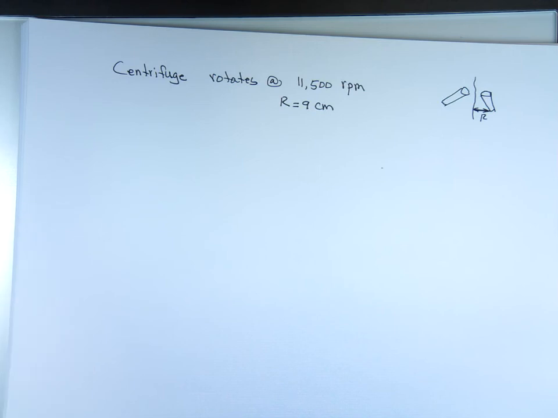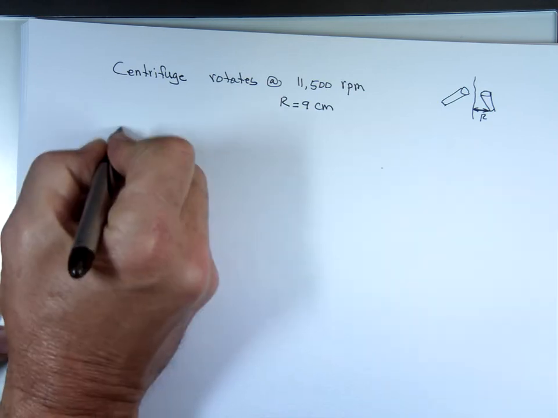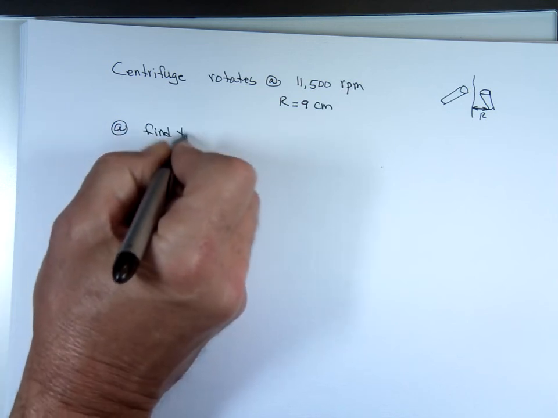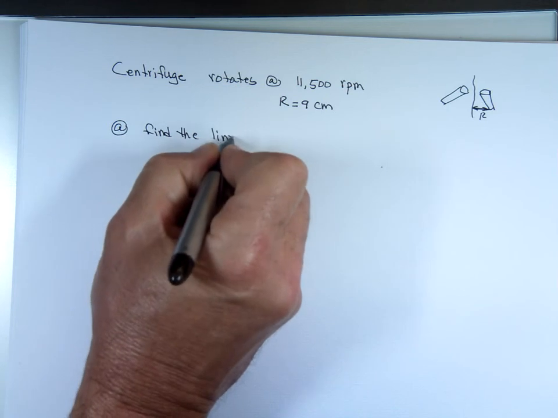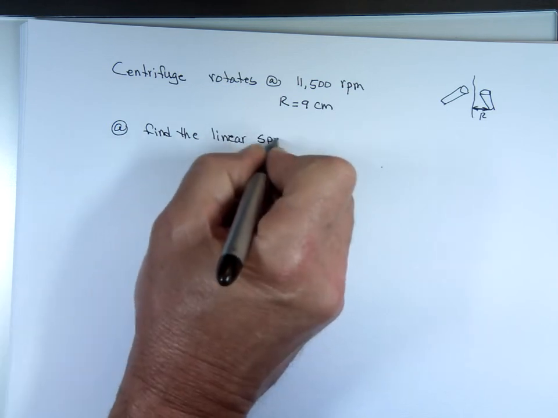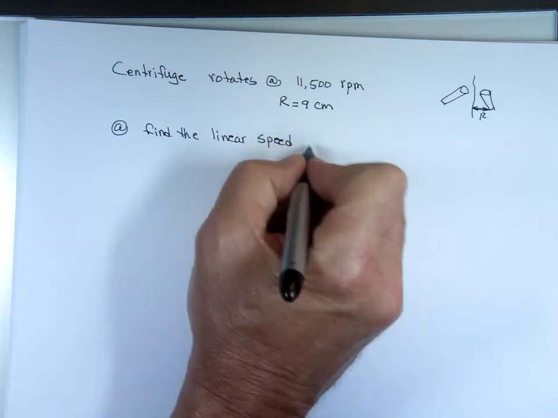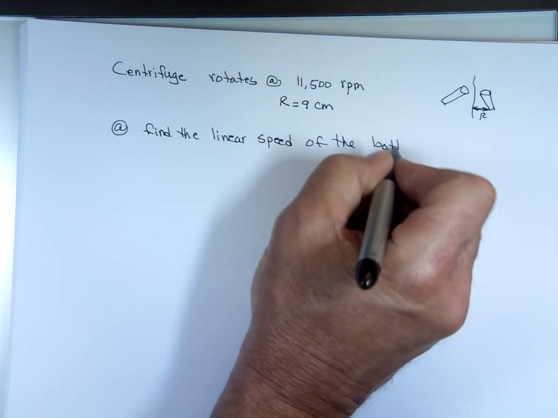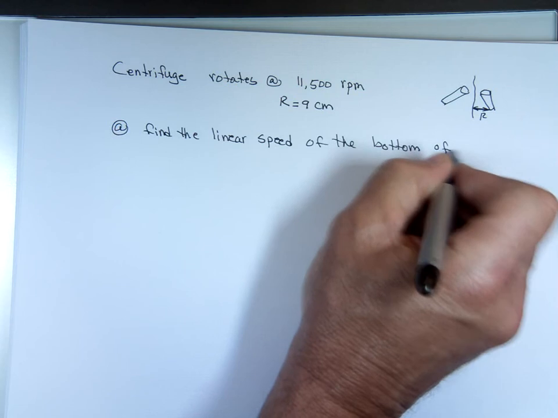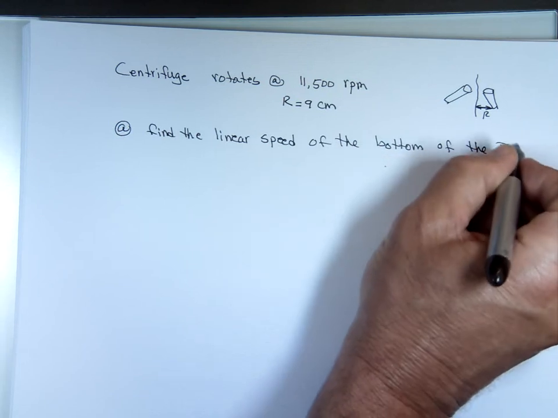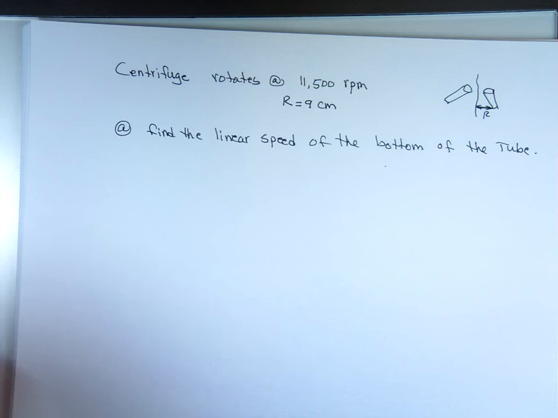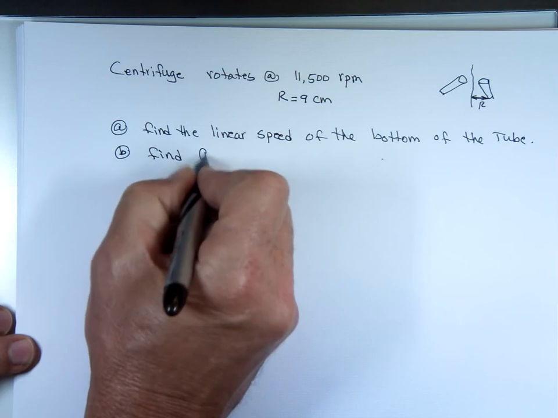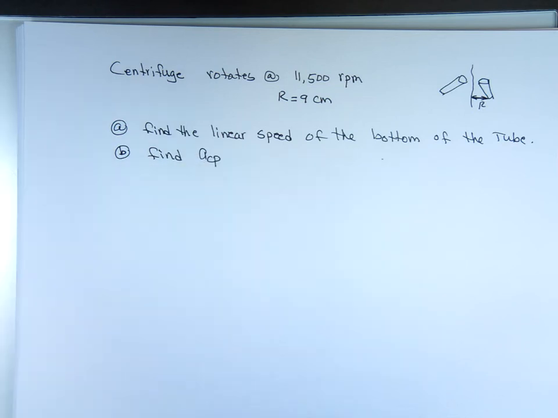So there are two questions. Question number 1, find the linear speed, which is v, of the bottom of the tube. And question number 2, or B, find the centripetal acceleration at the bottom of the tube.